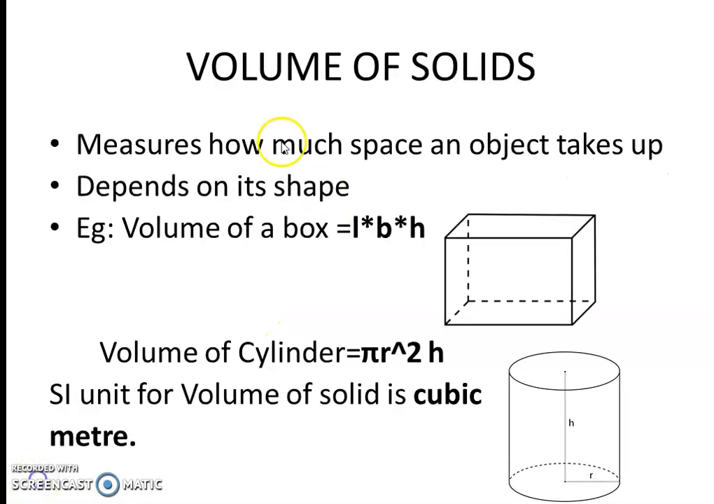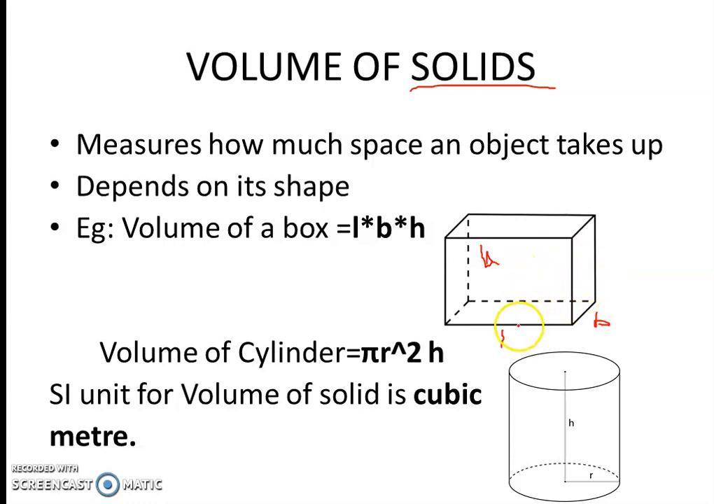Okay. First let us see volume of solid. We have already seen this in previous class. The volume of solid is nothing but the capacity of the solid, how much it can hold. So, let us consider a box of length L, breadth B and height H. Its volume is given by the formula length into breadth into height. That is, all the three dimensions give the volume of the box.